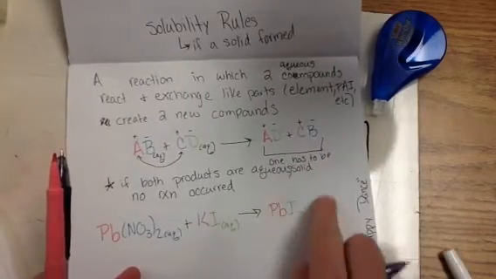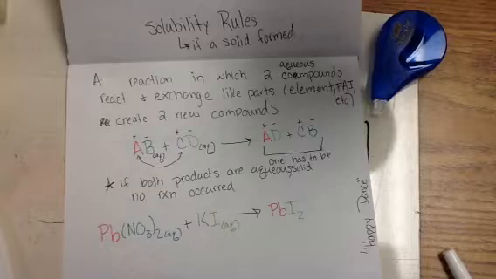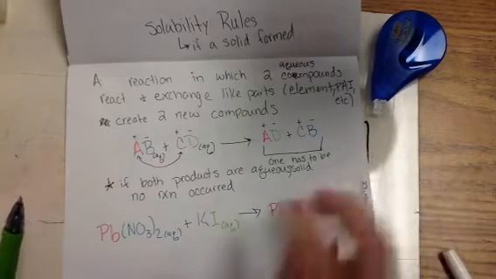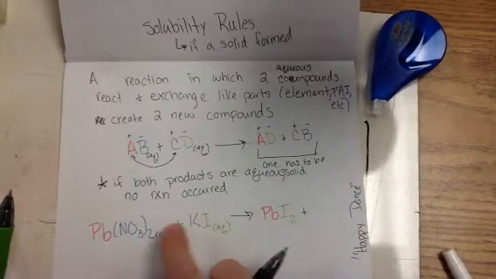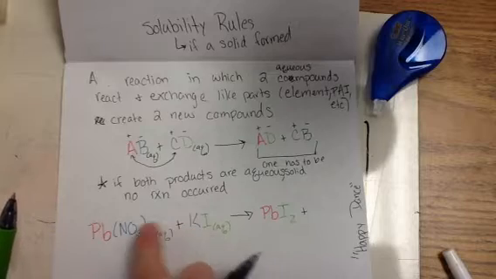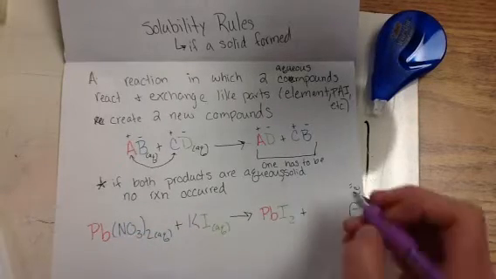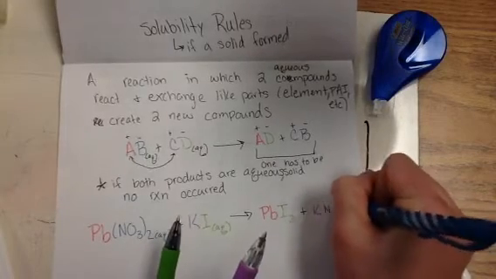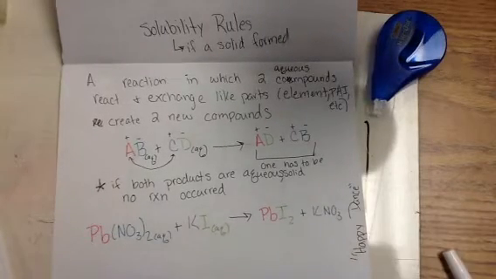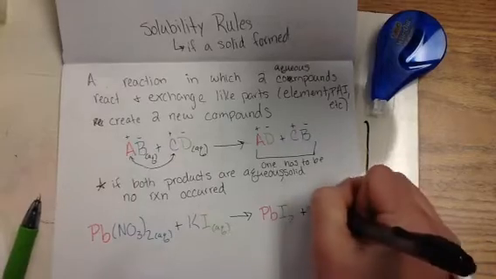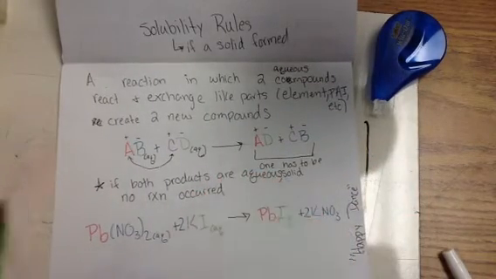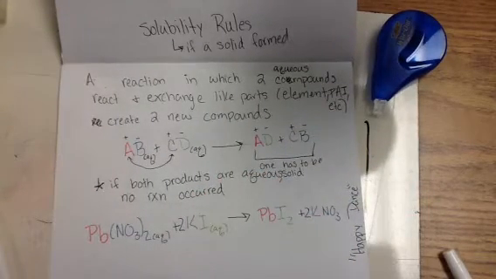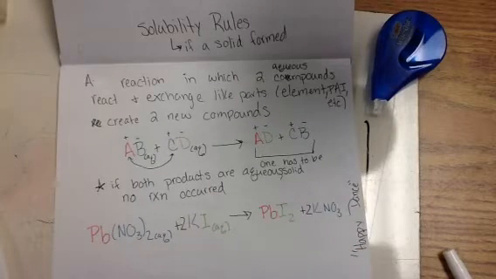Remember to cancel out your charges to make sure that you get the correct formula. So potassium is going to bond with nitrate, plus 1 and minus 1. So I have K and NO3. Then I need to make sure it is balanced. I need 2 of these, and I need 2 of those. This is balanced. So let's check our state of matter here.